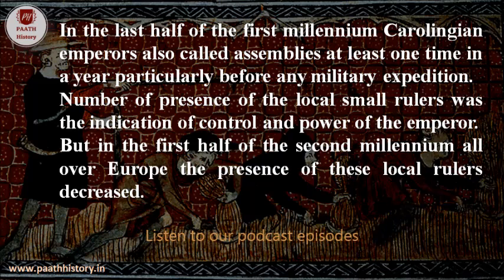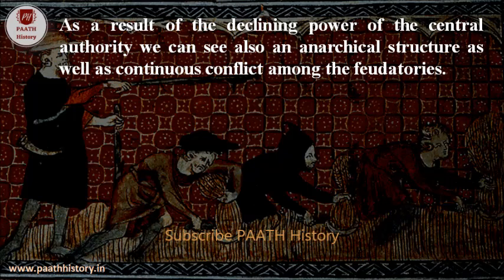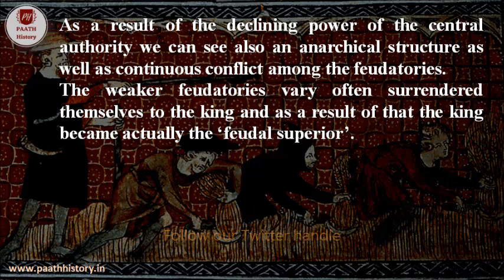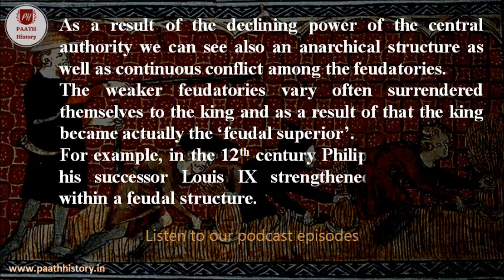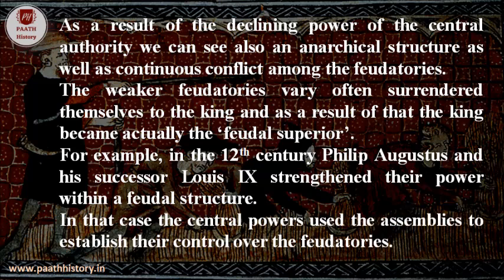But in the first half of the second millennium, all over Europe the presence of these local rulers decreased. France faced this kind of situation in the 10th and 11th centuries and Germany in the 11th and 12th centuries. As a result of the declining power of the central authority, we can also see an anarchical structure as well as continuous conflict among the feudatories. The weaker feudatories very often surrendered themselves to the king, and as a result the king actually became the feudal superior. For example, in the 12th century, Philip Augustus and his successor Louis IX strengthened their power within a feudal structure. In that case, the central powers used the assemblies to establish their control over the feudatories.